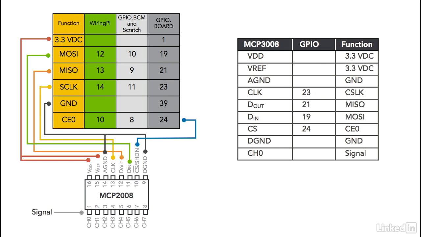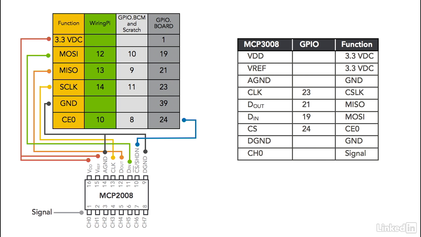For example, the first row identifies that the pin labeled VDD on the MCP3008 should be connected to the Raspberry Pi GPIO pin 1. This provides 3.3 volts DC to the integrated circuit.